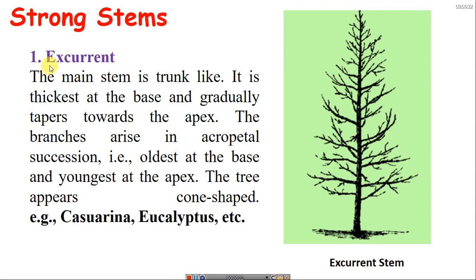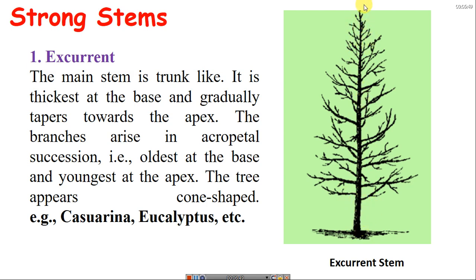The first type is the excurrent type. You see this figure? You must have seen the Christmas tree. So whenever you hear the term excurrent, you must imagine the Christmas tree. The main stem is the long trunk. It is thickest at the base and it gradually tapers towards the apex. Okay, so thick at the base and tapers towards the apex.